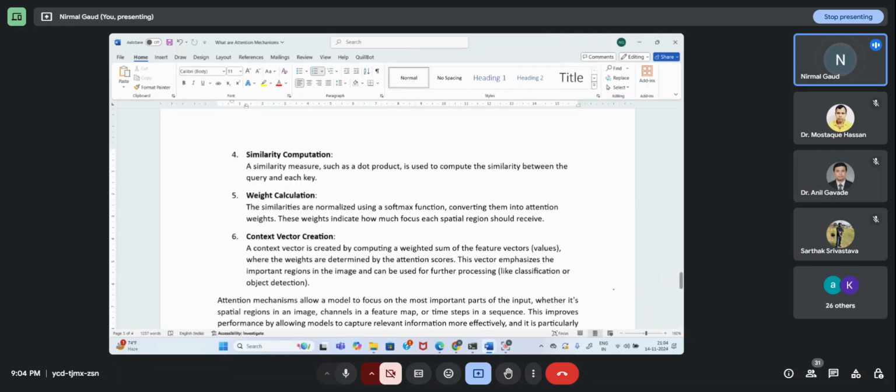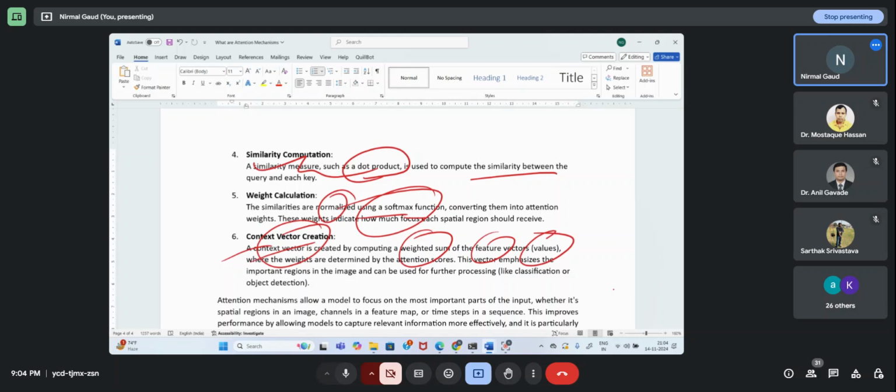I will calculate the similarity. Similarity is the dot product. Then I will perform the normalization. I will do the scaled dot product and then perform the normalization using the softmax function. That is also there. And then obviously I'm going to get the context vector, the final result, by computing the weighted sum of the feature vectors. Just take the sum of all. This result emphasizes the important parts. I want important regions only in the image.